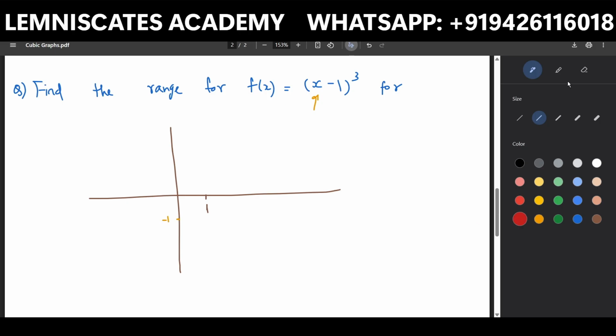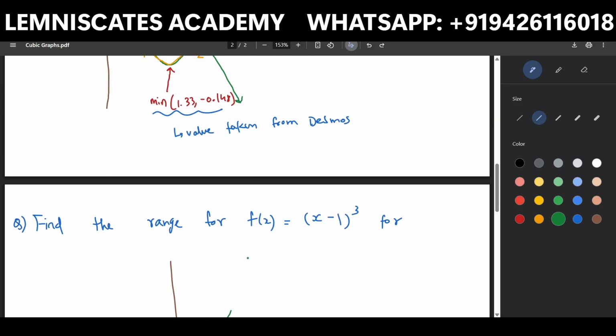And because the x cube is positive, the graph is going to increase upwards. Overall, my graph should look something like this. See, x cube is like this. So the same kind of graph you will expect, but instead of at the origin, it will be shifted to the right side by 1 unit. So yeah, something like this is what I think should be there. Okay, like this.